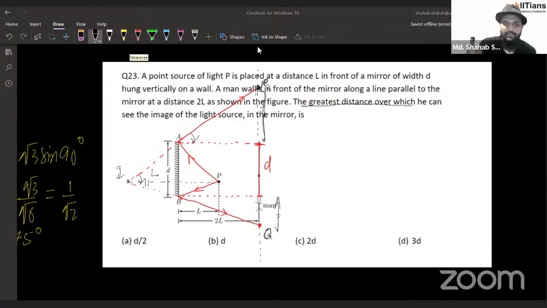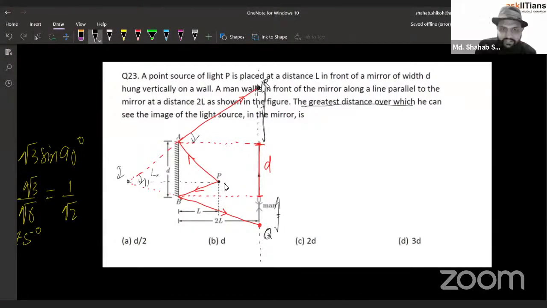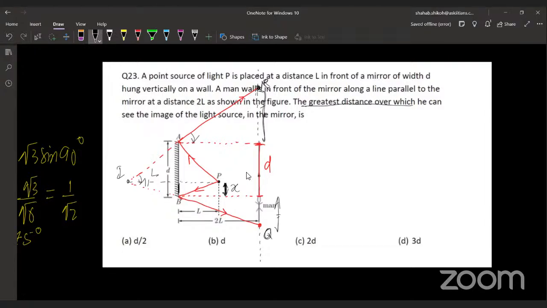Now I'll explain it to you. The problem with this question is that we are not given this height. Just in case, don't worry about it. This height is not given. So this is X, unknown.